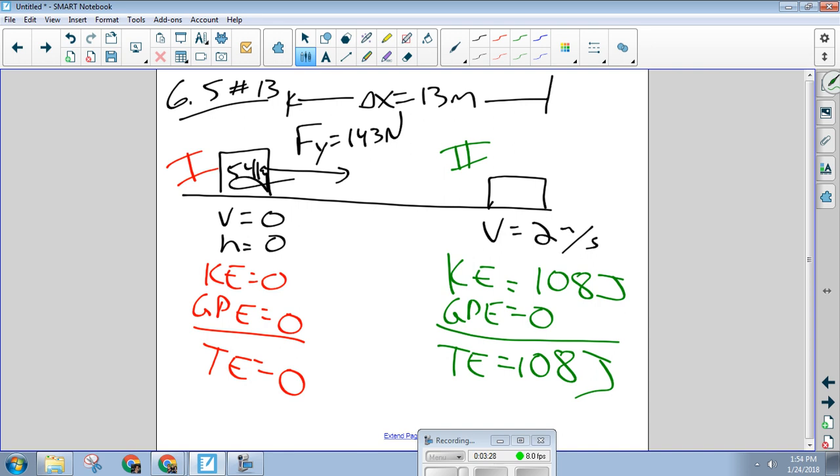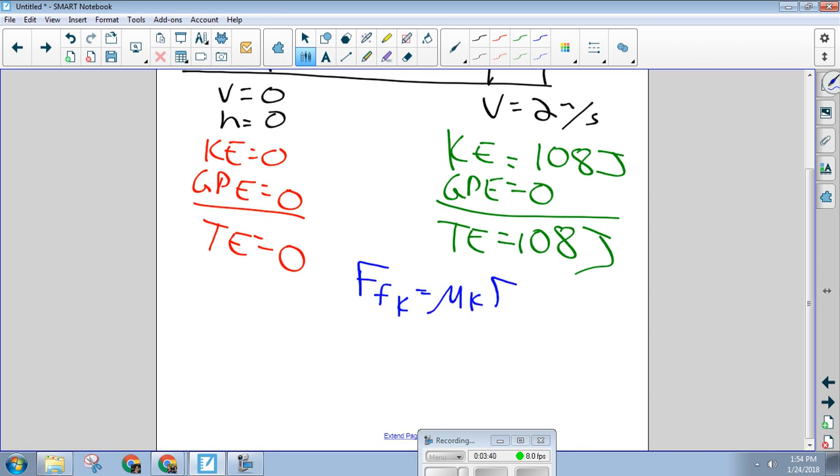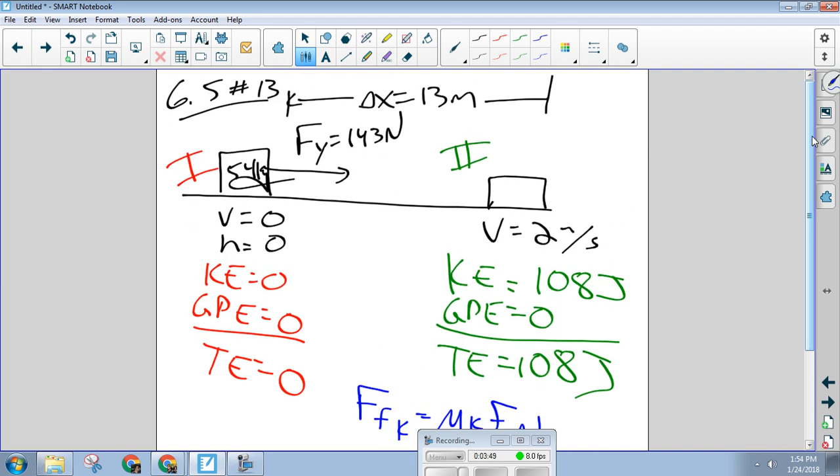To Alex's point, the problem wants us to know the coefficient of friction. What kind of friction, you guys? Kinetic, right? So I think I'm going to have to use this to find the coefficient. We can find our normal force relatively easily, because it's just going to equal our force of gravity. So our force of gravity is equal to our normal force. That's 500 and, what is it, 20? 529.2. 29.2, thank you.